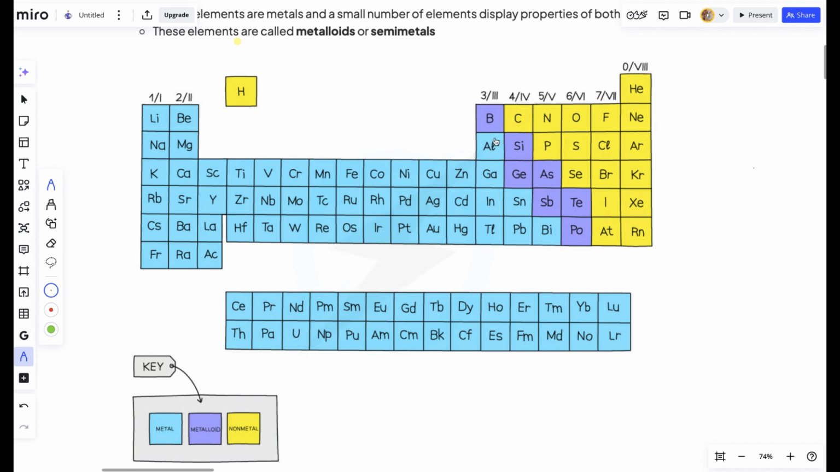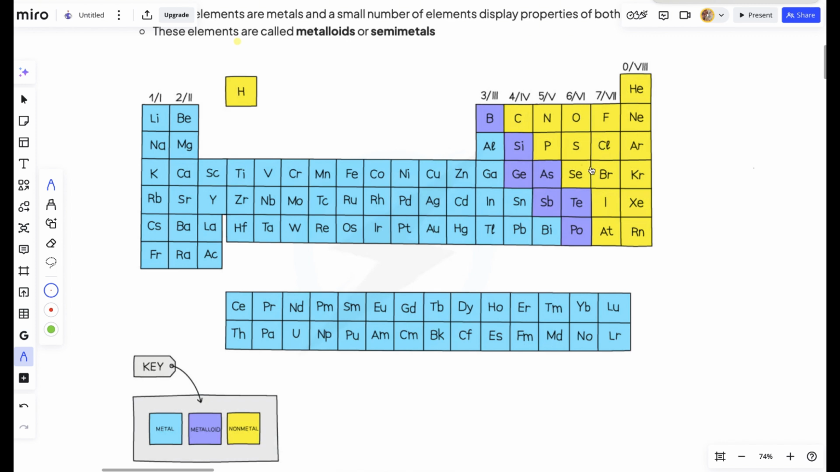And then you have what we call the metalloids, or you can call them semi-metals. They are not fully metals, neither are they fully non-metals. They are called semi-metals or metalloids. This boron, silicon, germanium, astatine, and all of this, tin and lead, polonium, all of these are called the metalloids.